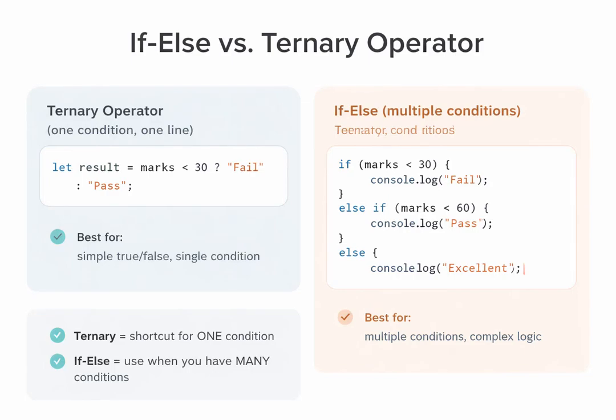You might be wondering, can't we just use the ternary operator for all of this? The answer is yes, but only when you have a single condition. The ternary operator is a shortcut. It's clean and fits on one line, which is great for simple true or false decisions. But if-else is designed for situations where you have multiple conditions to check in sequence. When you have 5 or 6 ranges like our temperature example, writing that as a ternary would be messy and hard to read. So the rule of thumb is one condition, use ternary. Multiple conditions, use if-else chains.